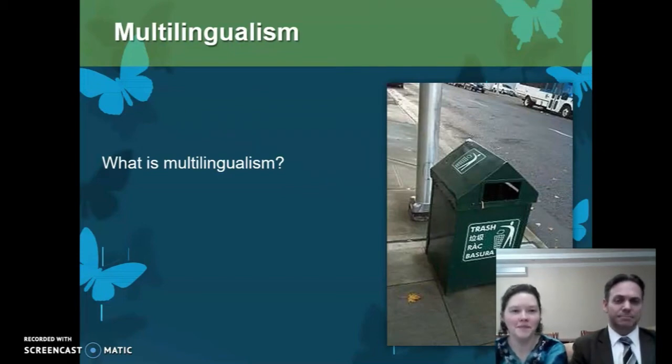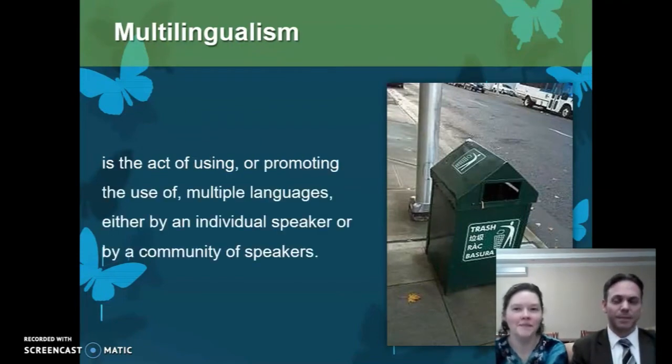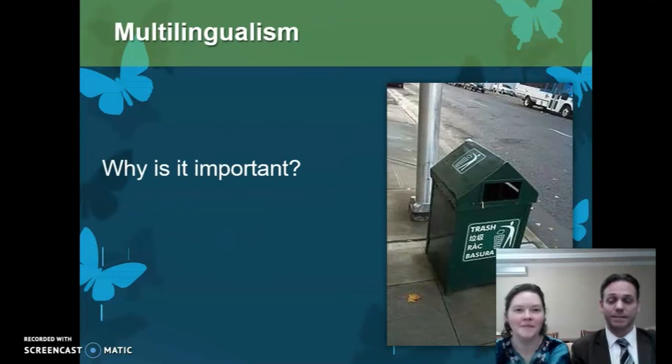Multilingualism. What is it? It's the act of using or promoting the use of multiple languages, either by an individual speaker or by a community of speakers. Here in Kazakhstan, you know what multilingualism is because it is on almost a daily basis with Russian and with Kazakh, and as you are here at this conference now, learning English as well. They're working on it.